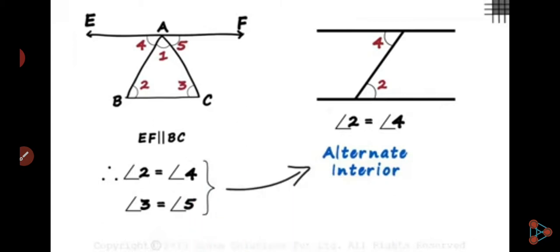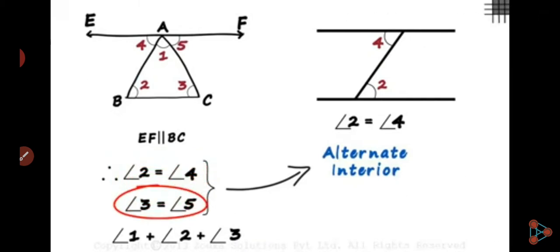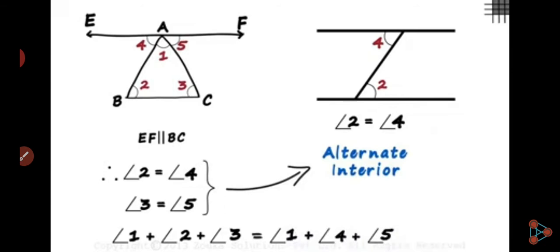So we conclude that, and we know from linear pairs that angle 1 plus angle 4 plus angle 5 is equal to 180 degrees. But angle 2 is equal to angle 4 and angle 3 is equal to angle 5. So we conclude they are equal to 180 degrees. Understand?